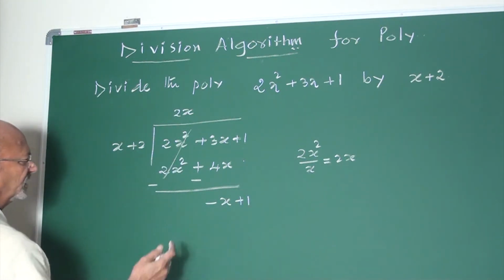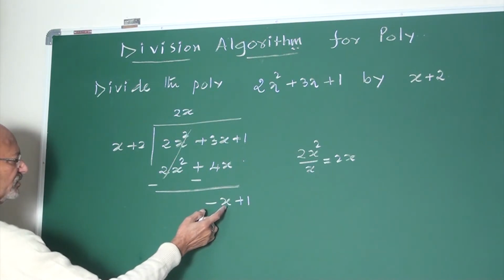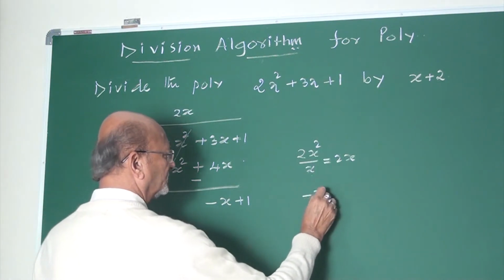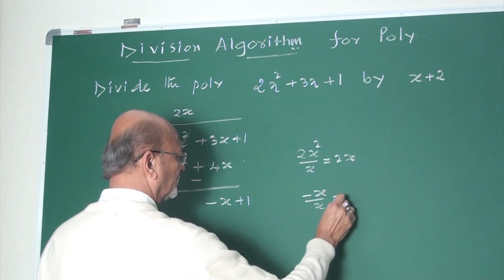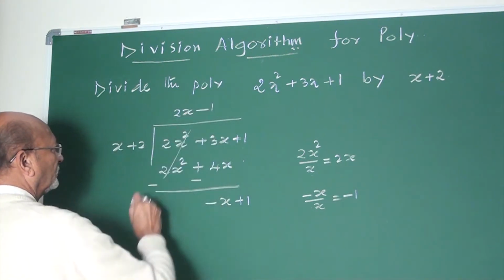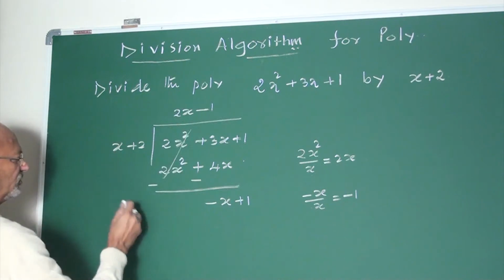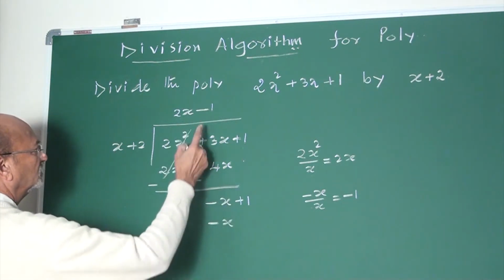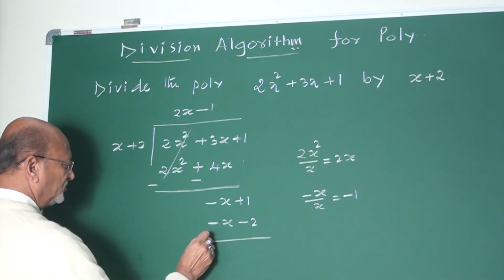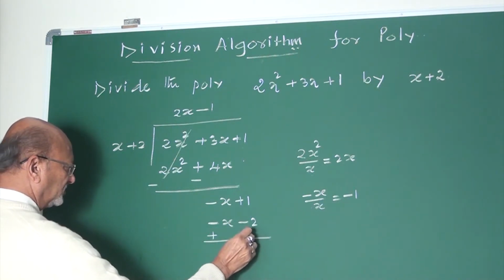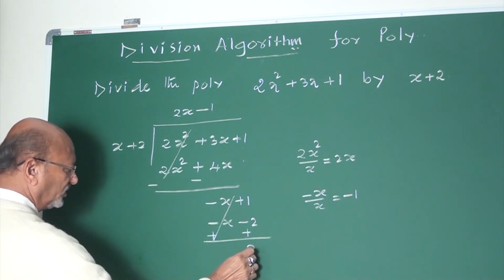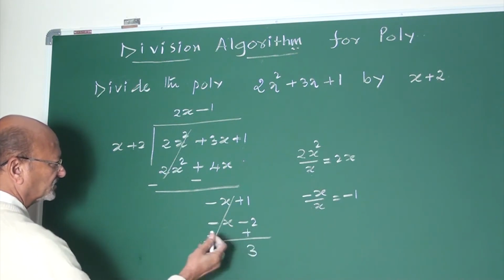This is x. Then you are dividing this minus x by plus x. What is this? Minus 1. Then you have to write that minus 1 here, my friend. This minus 1 into x is minus x. Minus 1 into plus 2 is minus 2. What next? Change the sign. Minus with plus cancels. Plus 1 plus 2 is 3.